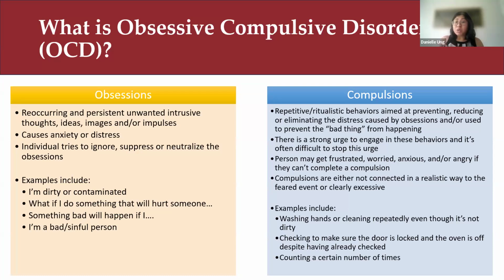Now, oftentimes these compulsions are not in any way connected in a realistic way to that feared event or are clearly excessive. So, for example, a person might have the thought, I don't know if I've locked my door, and they go to check if they've locked the door, and in fact they have, and then 5, 10 minutes later, they might find themselves asking, did I lock the door? I'm not quite sure. And they might go and try to lock the door again. Now, we know that with each successive locking of the door, checking the door, it doesn't actually prevent anything bad from happening. And so that's often where we see that it's not really connected in a realistic way to actually prevent something bad from happening.